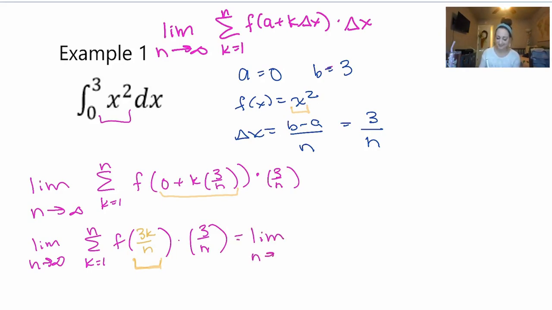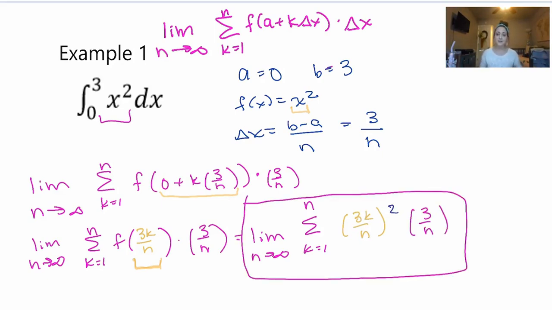Limit as n approaches infinity of the sum from k equals 1 to n. Now f of 3k over n will simply be 3k over n squared, right? And then I still have that times 3 over n. Okay, again, clunky, not the prettiest, but that is how to convert to limit notation.